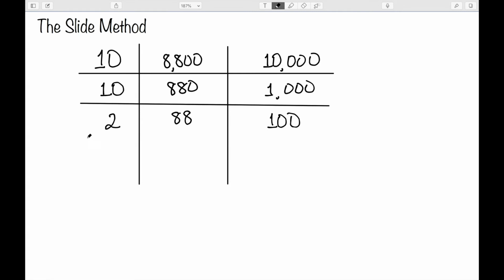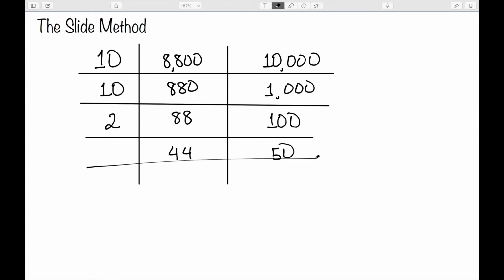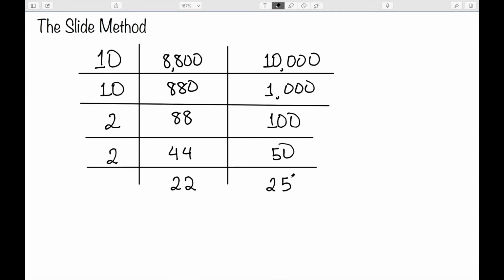Well, they're both even now, so I can say they have a 2 in common. 88 divided by 2 is 44. 100 divided by 2 is 50. Once again, they have a 2 in common. 44 divided by 2 is 22. 50 divided by 2 is 25. And now we have nothing else in common. 22 and 25 do not have anything in common.